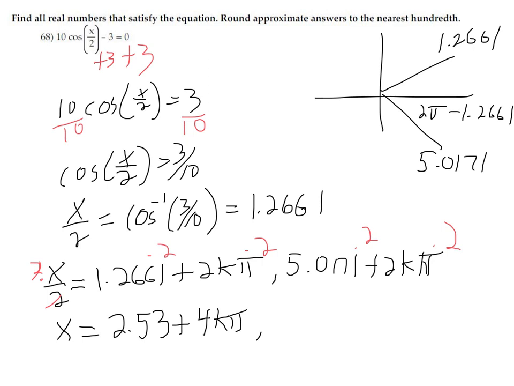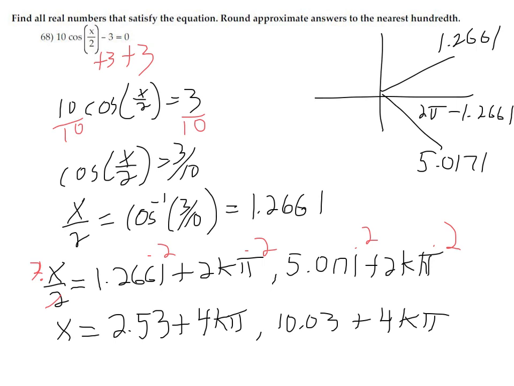Now the 5.0171 times 2 is 10.0342. So 10.03 rounded to the nearest hundredth. And again, plus 4k pi. This is the answer and the key. This is the final answer.